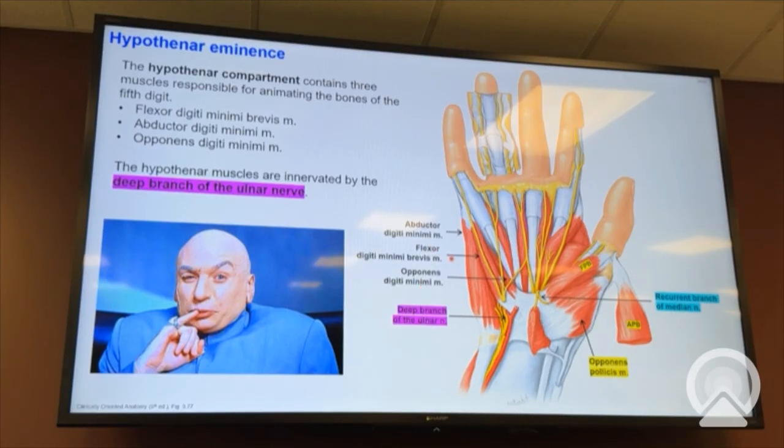You can't oppose your little digit quite as well, but you're able to swing the metacarpal of the fifth digit around like this to kind of oppose the thumb. They call this opposition. Now, unlike the recurrent branch of the median nerve innervating the thenar eminence, the ulnar nerve is getting in on some of these. Specifically, the deep branch of the ulnar nerve will innervate this trio in the hypothenar compartment.